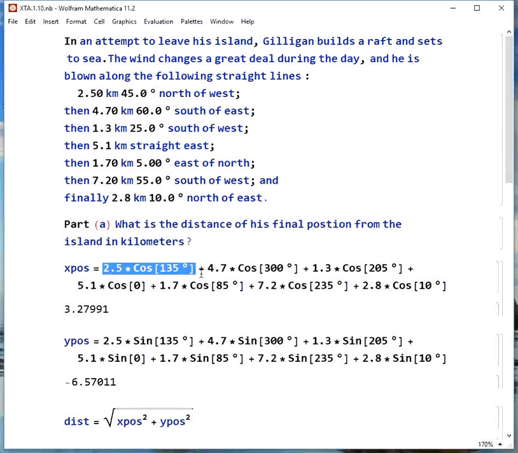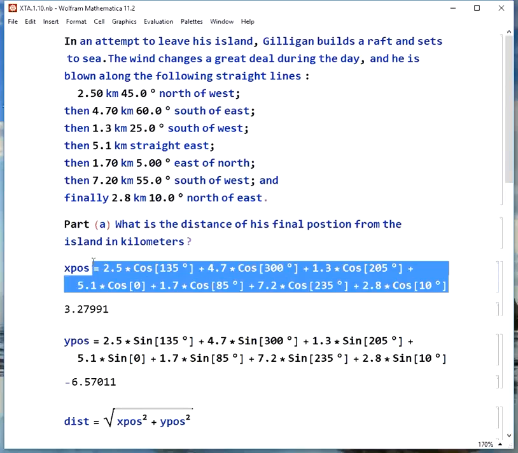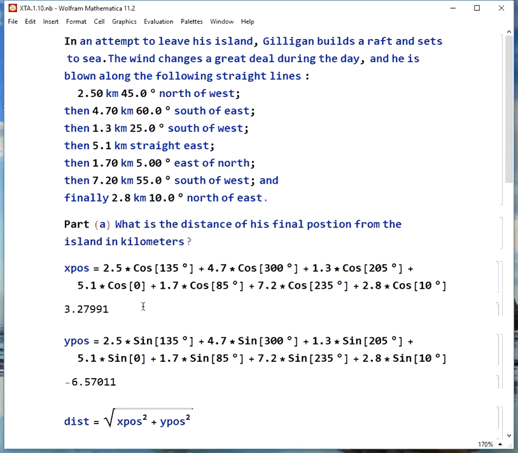Again, we're doing what we always do with vector addition. We take the size of the vector, multiply by the cosine of the angle if we're measuring from the east to the north. To get the x component, we just have to add up all of these x components, and we get 3.28 kilometers. We do the same thing for the y.